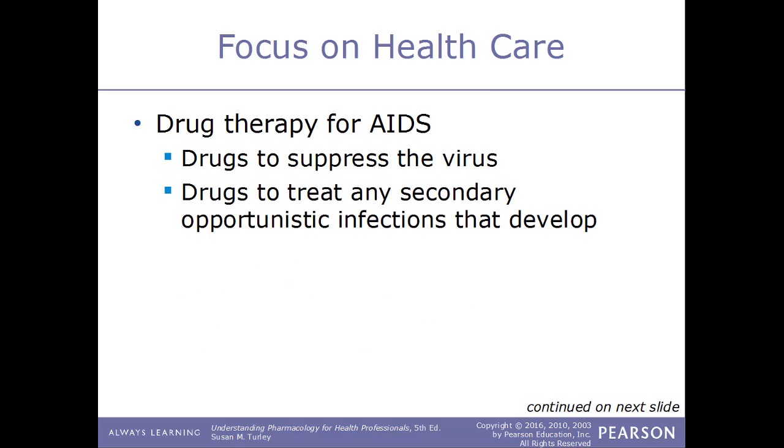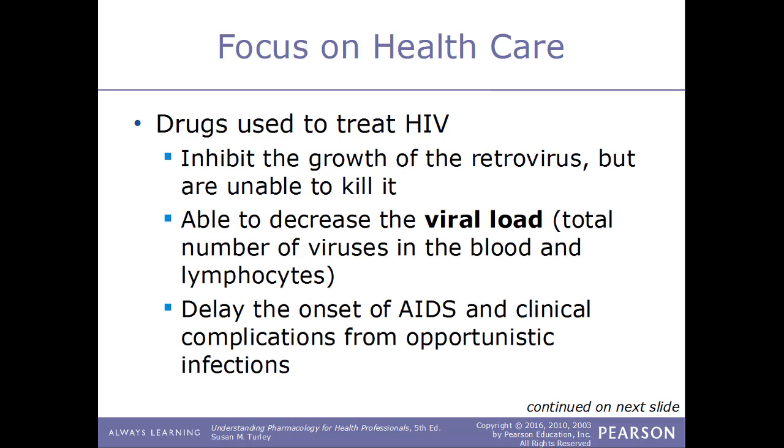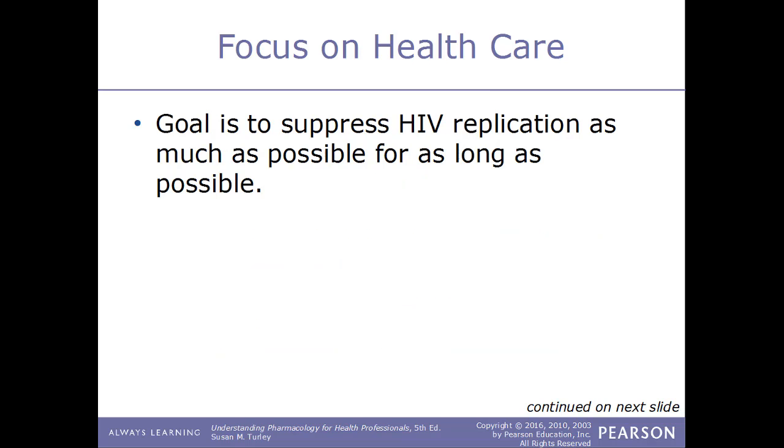All right, when it comes to drug therapy for AIDS, the drugs are used to suppress the virus and also to treat any secondary opportunistic infections that will develop from the infection. Drugs used to treat HIV will inhibit the growth of the retrovirus, but they are unable to kill the virus. So the goal for this kind of therapy is to decrease the viral load, which is a reference to the total number of viruses in the blood and in lymphocytes, and also to delay the onset of AIDS and clinical complications from opportunistic infections. And the end goal for this method of treatment is to suppress HIV replication for as long as possible.